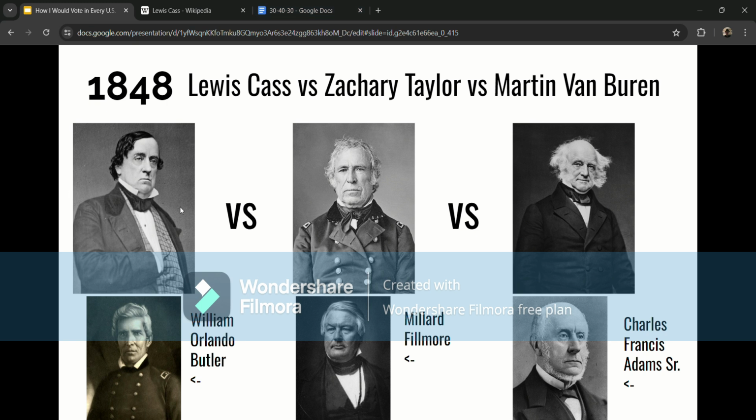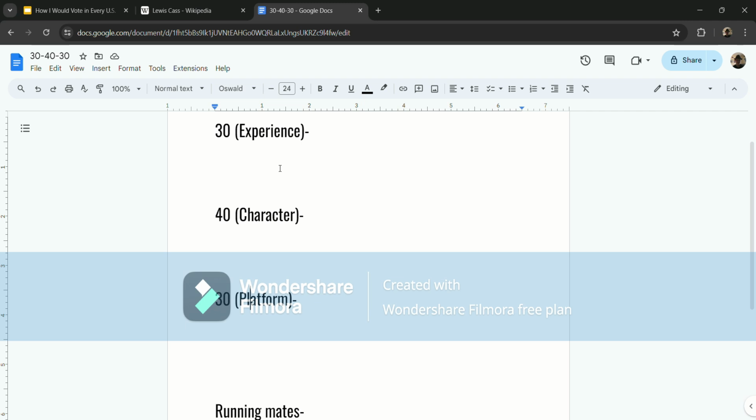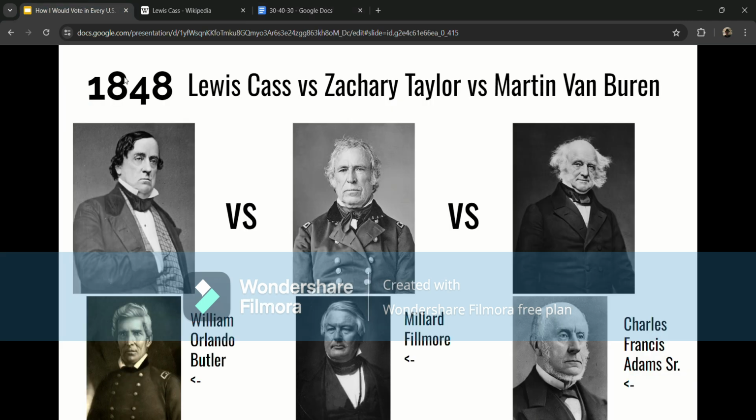So when it comes to these three, well, Martin Van Buren, obviously, I would say probably wins with experience out of these three because he's a former president. But if Martin Van Buren was not in the picture, I would give the win for experience to Lewis Cass.